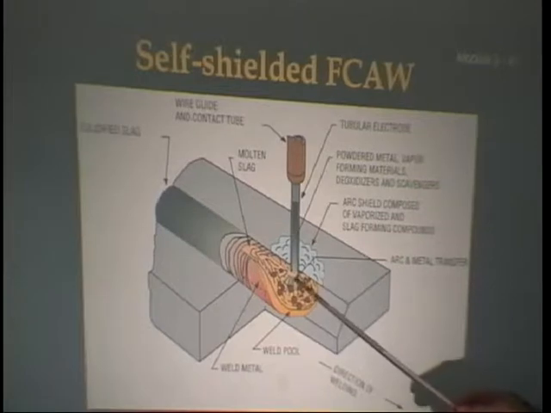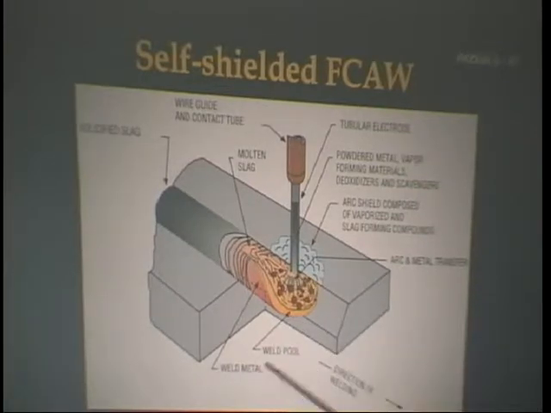So the shield protects the molten metal from atmospheric contaminants. Arc and metal transfer is occurring here. Here's your weld pool, your weld metal, and they're moving along like so. So again, be able to look at this and tell from the picture what type of welding process it is.